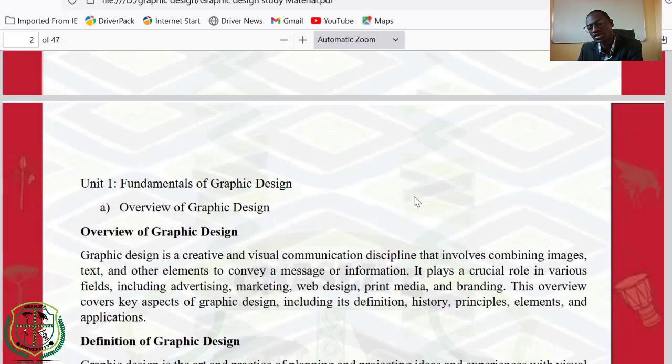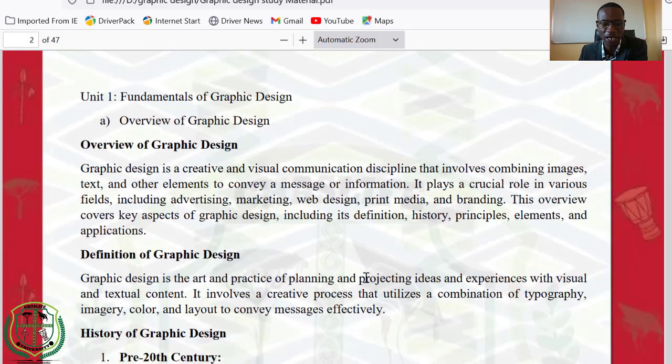Okay, so graphic designing plays a crucial role in various fields, including advertising, marketing, web design, print media, branding, etc. And in this course, we're going to cover the aspects of graphic design, including its definition, history, principles, elements, and its application. So we'll be able to deal with the practical aspects of graphic design.